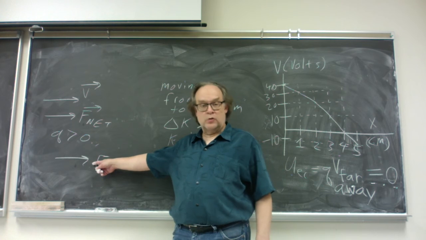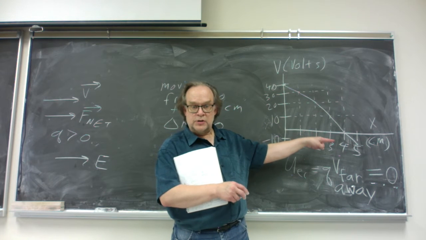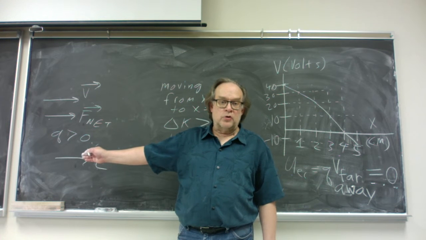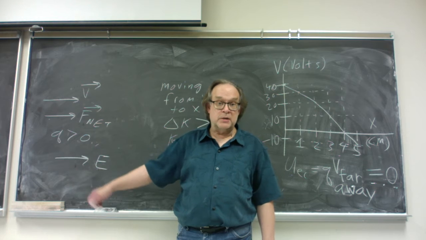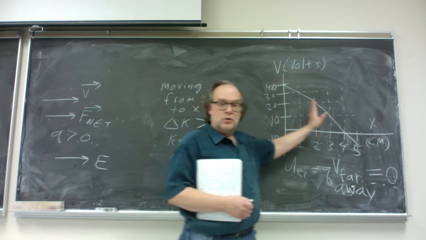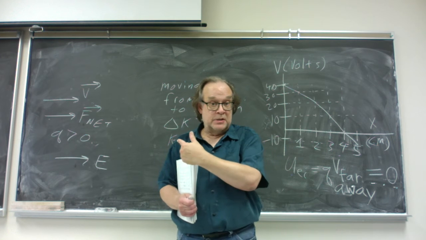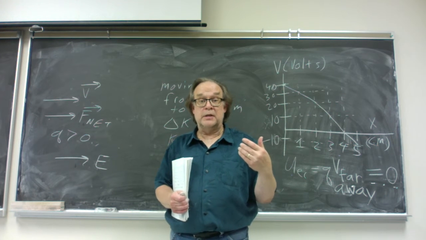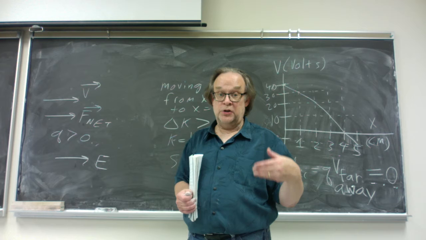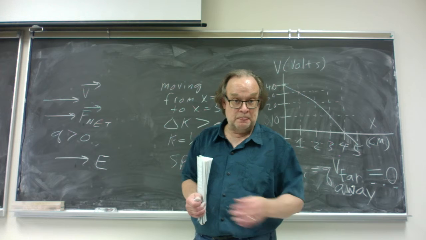So the electric field pointing positive, the positive direction is the direction of decreasing potential, or to put it another way, the electric field points towards decreasing potential, from higher towards lower potential. That's not just something that happens in this particular case. That's an example of something that happens always. Wherever there is an electric field, it always points from higher toward lower potential.